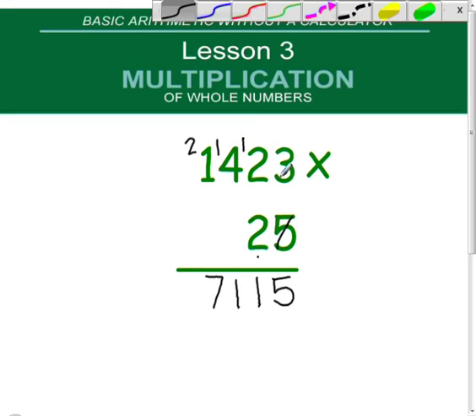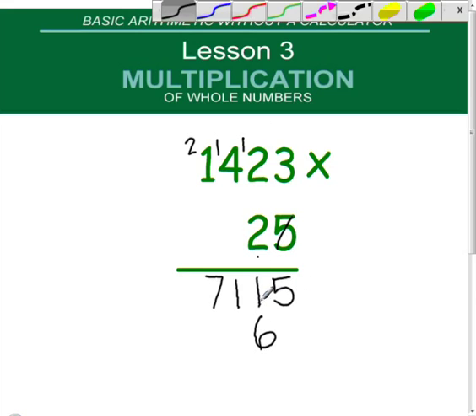I've got 2 times 3, which is 6. Now this answer is going to go here. And you might wonder why I didn't put it here. Well, if I'm starting out in the tens column, I want my answer to start in the tens column. Same thing if I had anything in the hundreds column, I'd want it to start out down here, or the thousands would start out in the thousands column. So it's important to keep them straight.